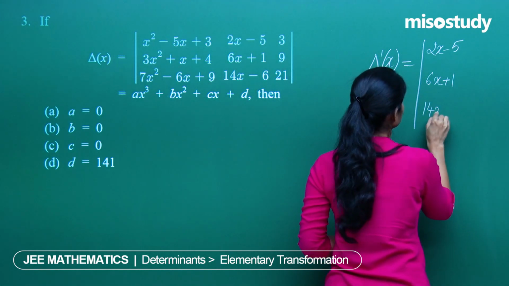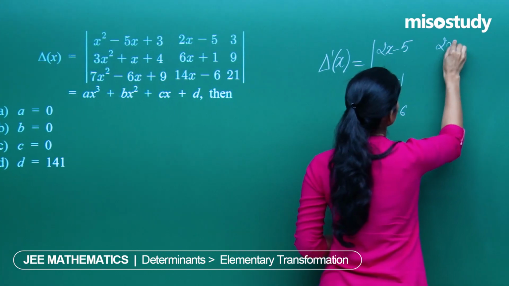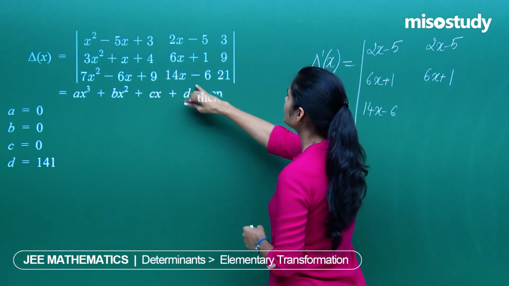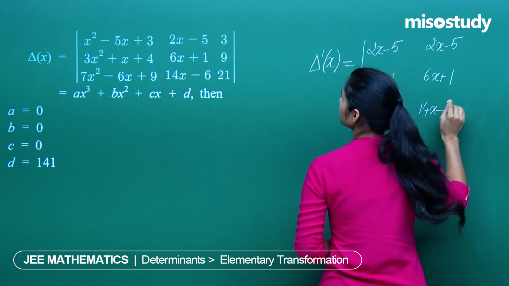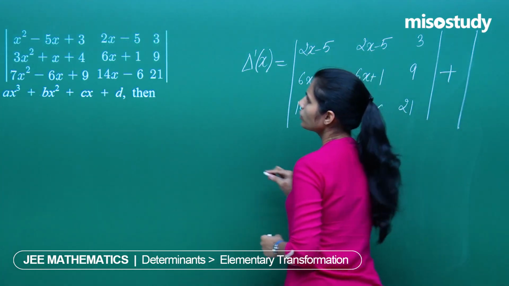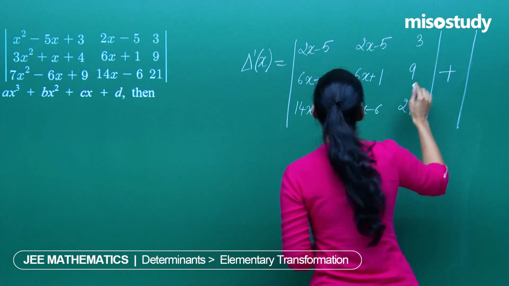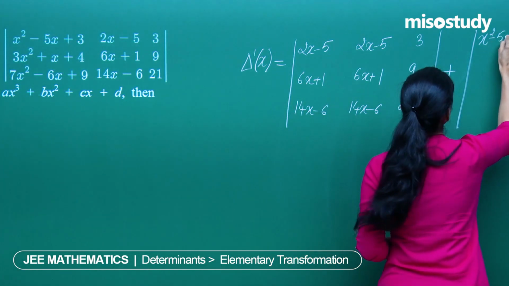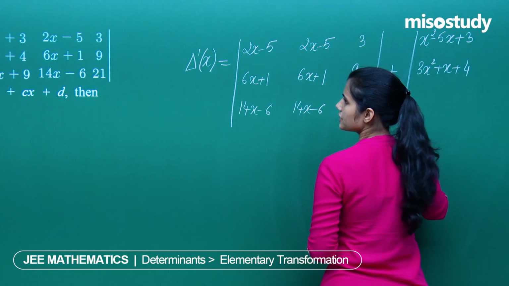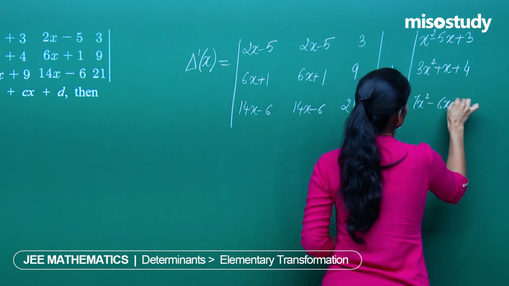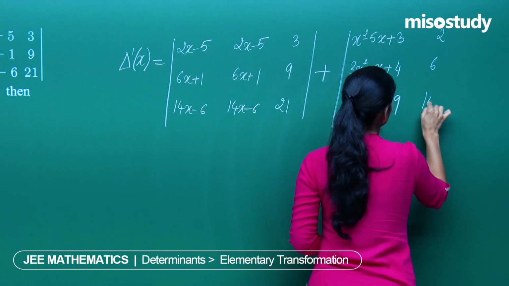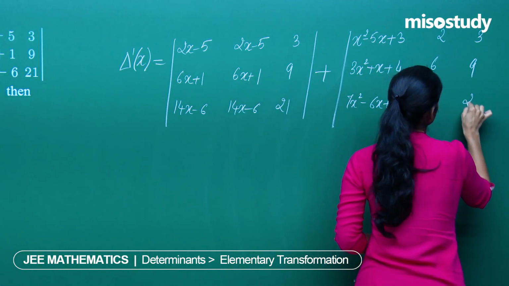14x minus 6, rest two columns remain the same. This is 2x minus 5, 6x plus 1, and this is 14x minus 6. And here you have 3921. Plus, now you are going to differentiate the second column. You have, this remains the same. What is this? X square minus 5x plus 3, then you have 3x square plus x plus 4, and then you have 7x square minus 6x plus 9. And here you have 2, 6 and 14. And then you have 3, 9 and 21.